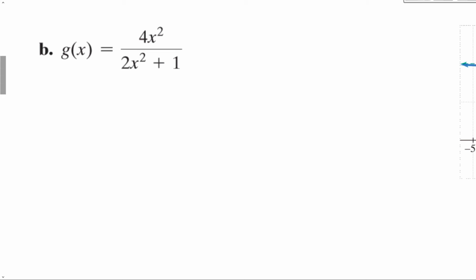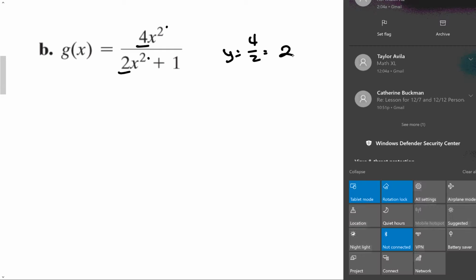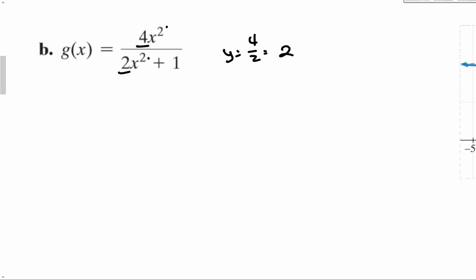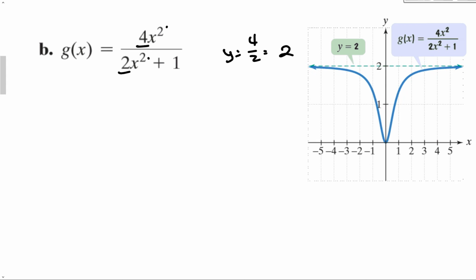Now for this function, we look at these two numbers and see that they are the same, which means we take the two leading coefficients, 4 over 2, which gives me 2. So this function has a horizontal asymptote at 2. You see this function gets closer and closer to 2 as you get closer and closer to infinity. And notice that there's no place that makes the denominator equal to 0, so there are no vertical asymptotes.